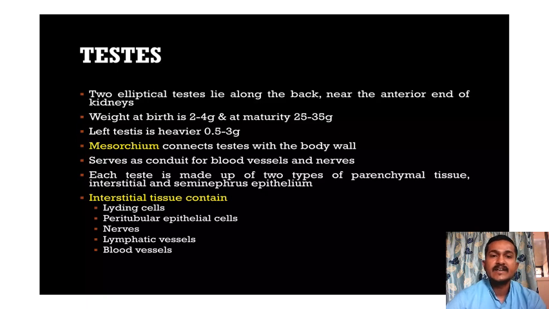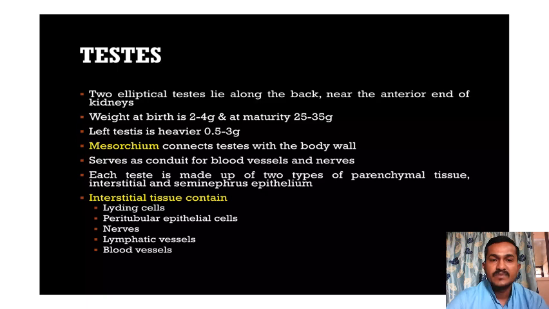Okay, next, about the testis. Two elliptical testes lie along the back near the anterior end of the kidney. Where is the presence of the testes? At the anterior end of the kidney. We have already seen this in the previous slide. Yes or no? So the two elliptical testes are present at the anterior end of the kidney.